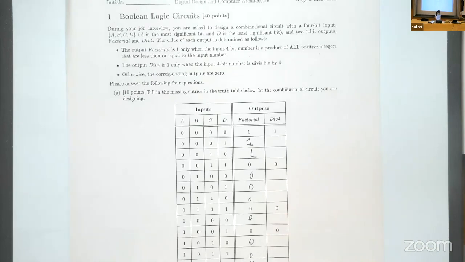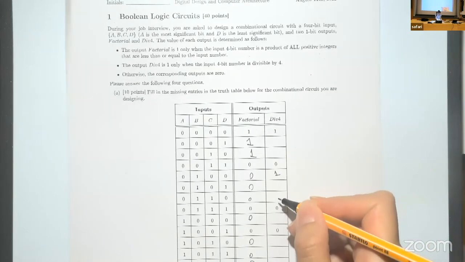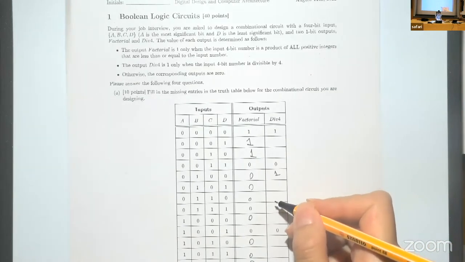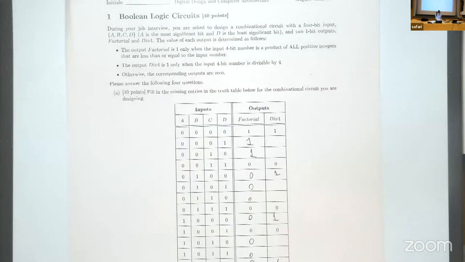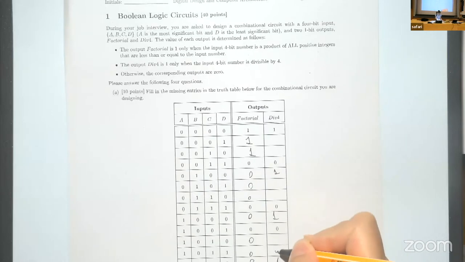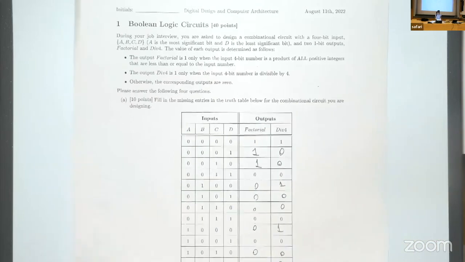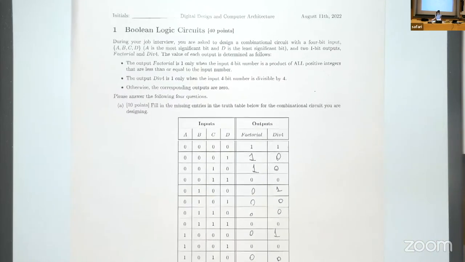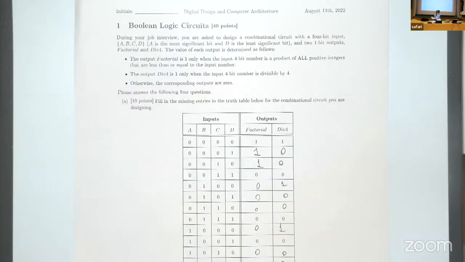And then the second output is called D4, which is only 1 when the input 4-bit number is divisible by 4. And this is only the case if the input number is 0, 4, 8, and 12, which is this. And all the other ones are 0. I was a bit fast in that part because it's a simple task, but if you have any questions, we can go through that section. Otherwise, I will go through the other sections.